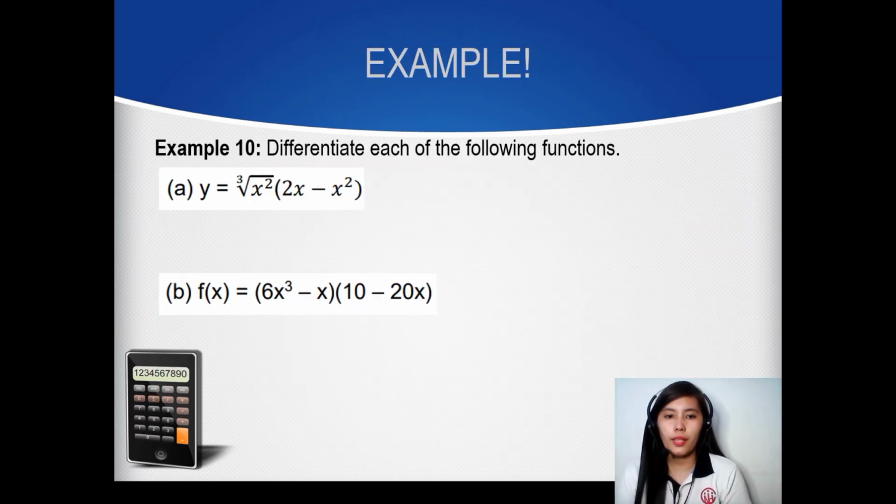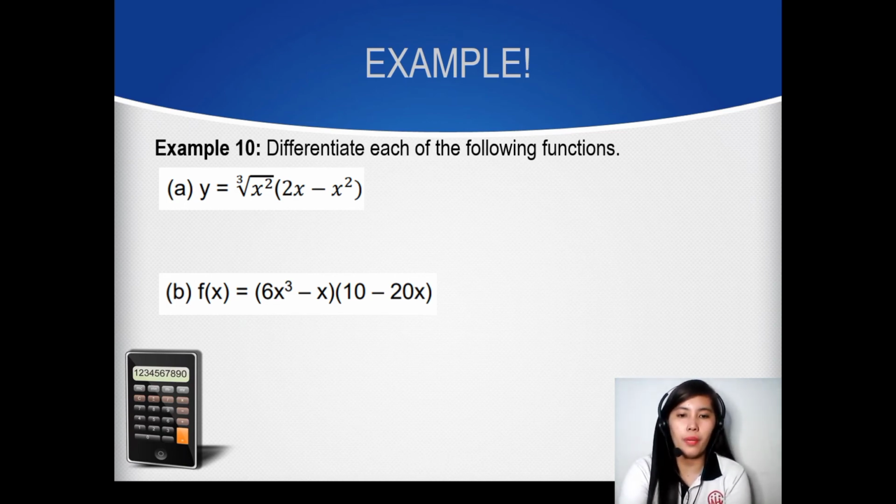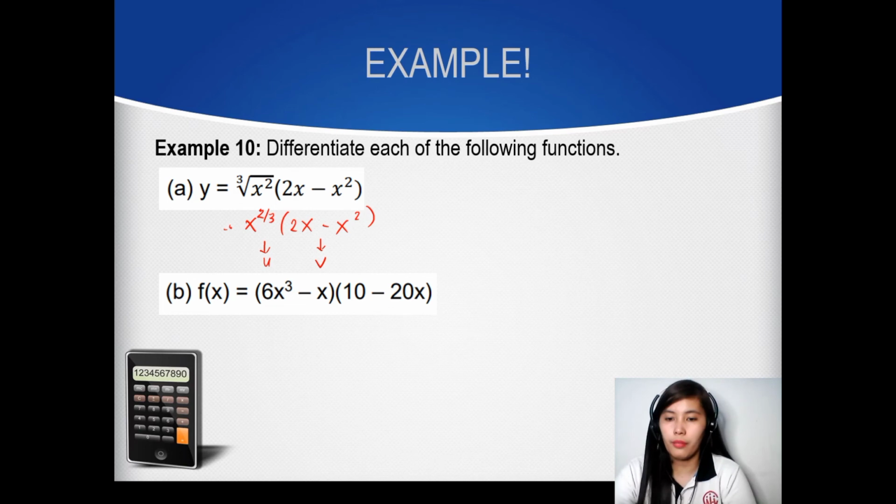Okay, so let's apply the product and quotient rule in this example. Differentiate each of the following. y is equal to cube root of x squared times 2x minus x squared. This is the same as what we solved a while ago, so let us check if we will get the same answer if we apply the product rule. Let us express this as x raised to 2/3 times 2x minus x squared. So this will be your u and this will be your v, or f and g.